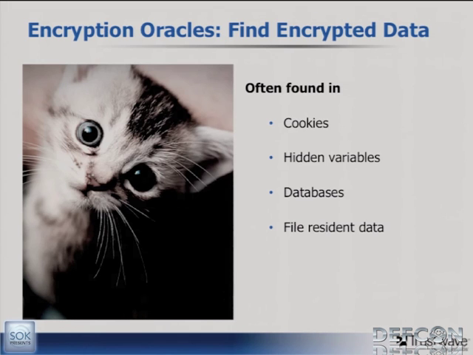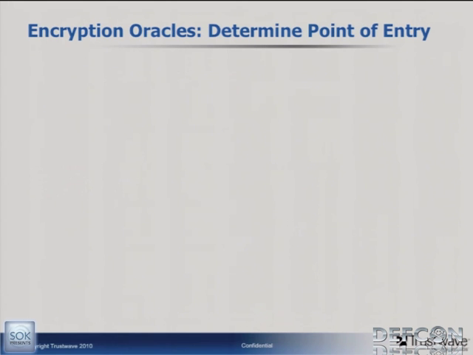So again, we're looking for encrypted data when we're talking about encryption oracles, but in this particular case we're looking for it as output as opposed to as input. You'll frequently find this sort of thing in cookies and hidden variables, in databases and file resident data. And then the next thing that you're going to need to do is to determine the point of entry. So when you're looking at this encrypted output, usually it'll have some identifying information, like maybe a variable in a hidden field, and that variable will be named pet's name.